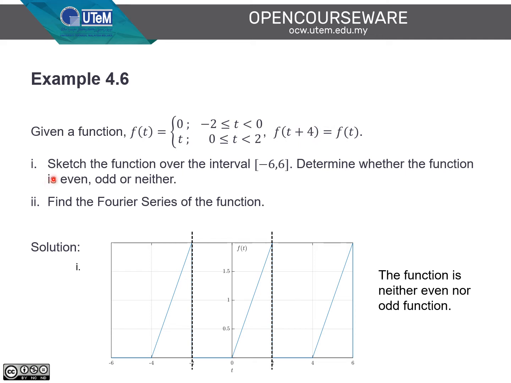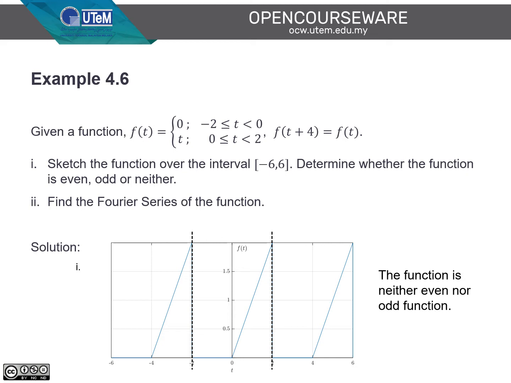The first question is to sketch the function over the interval from -6 to 6. Determine whether the function is even, odd, or neither. The second question is to find the Fourier series of the function. The solution to the first question.